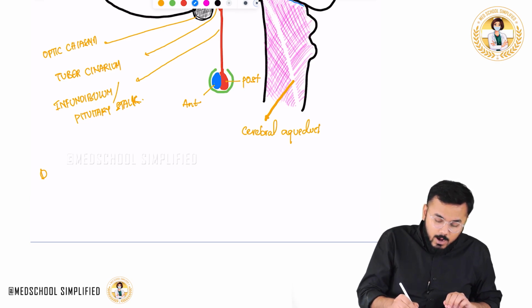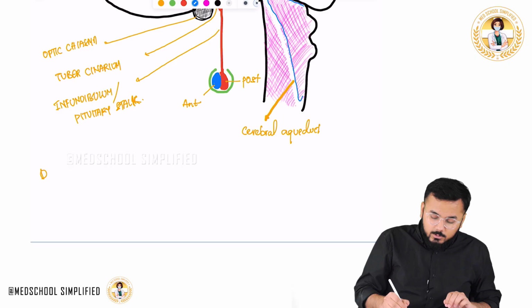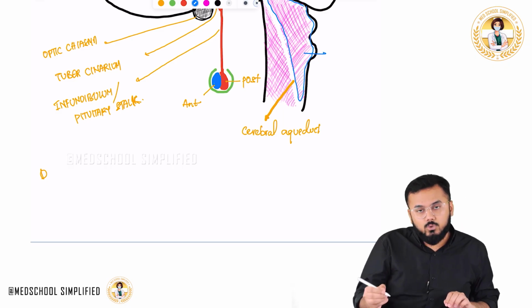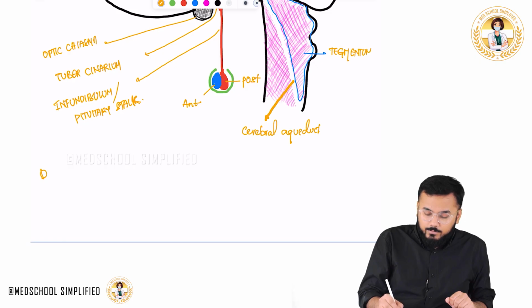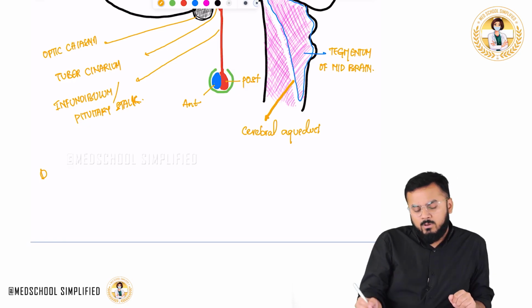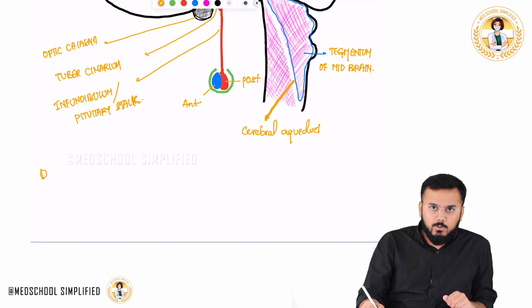Now, the part of the midbrain that is located above the cerebral aqueduct is called the tegmentum of the midbrain. Okay, what is this called? This is called the tegmentum of your midbrain. This part is called the tegmentum of your midbrain.